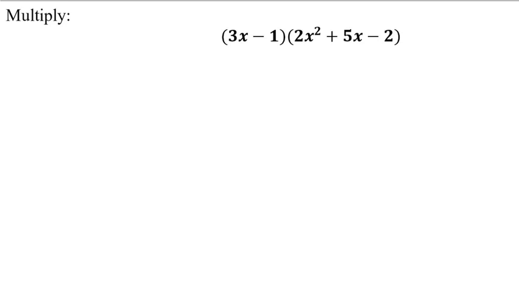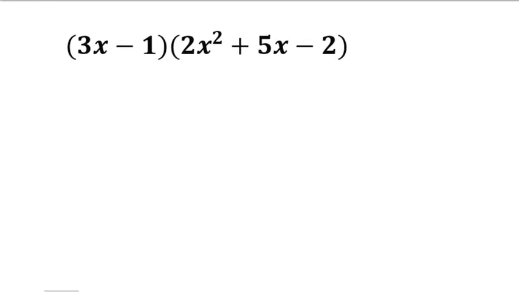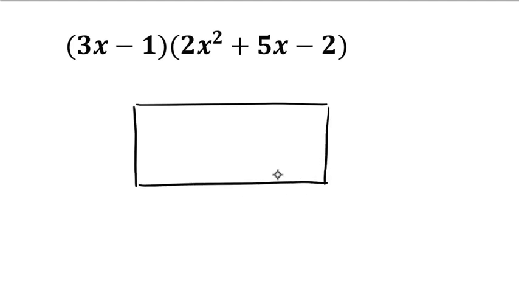Okay, we were asked to multiply a binomial times a trinomial, and I always recommend, especially as freshmen, using a generic area model. It's a handy thing to do. So I'm going to draw a generic area model. The area model will have a height of 2 and a width of 3.